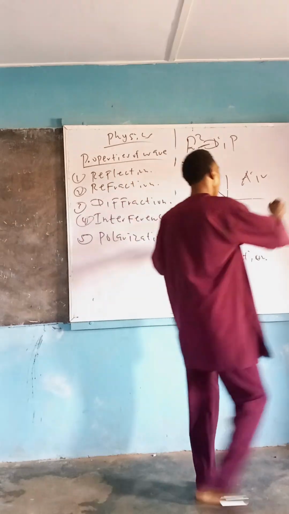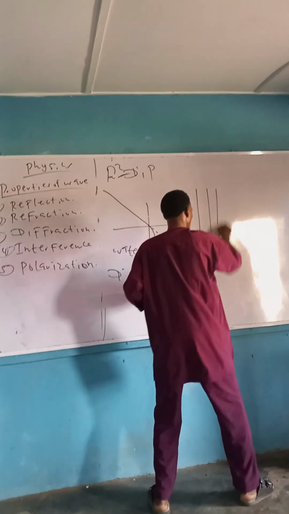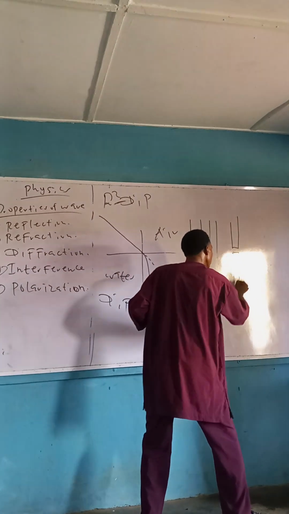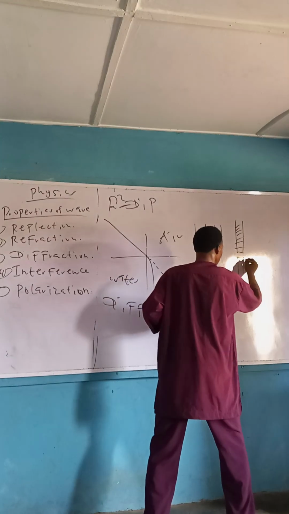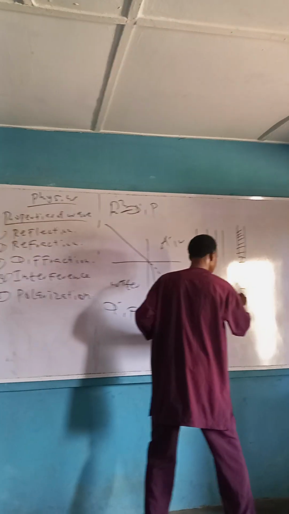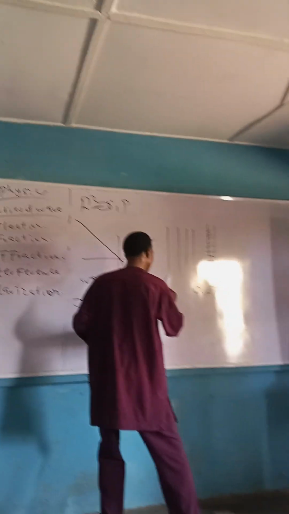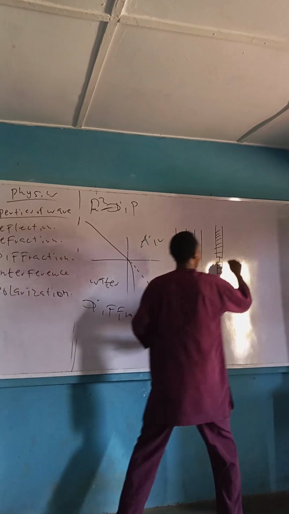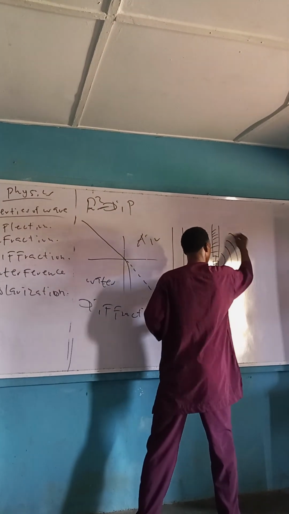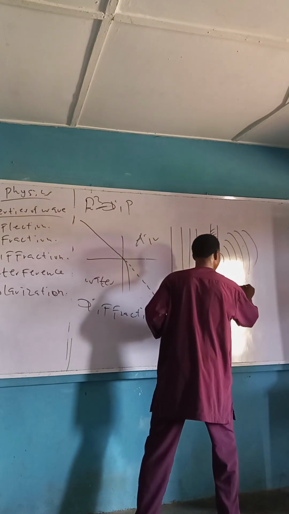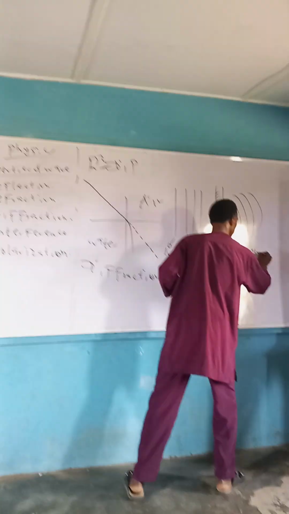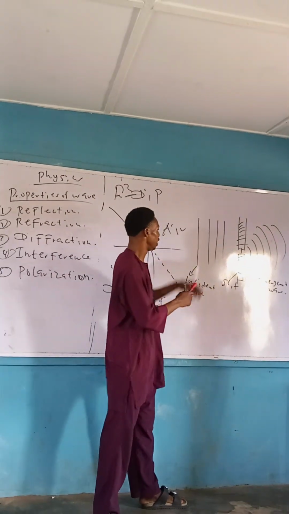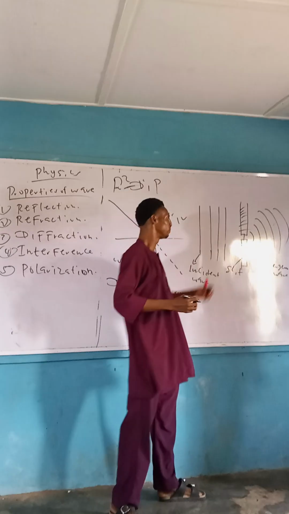For example, when you have a wave and there's a slit in the form of this, let's assume this is the incident wave, and let's call this the emergent wave. Now let us assume this is a water wave.